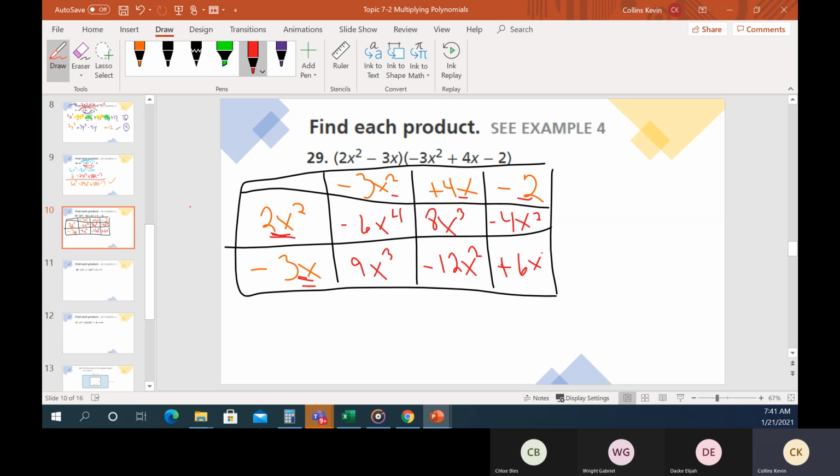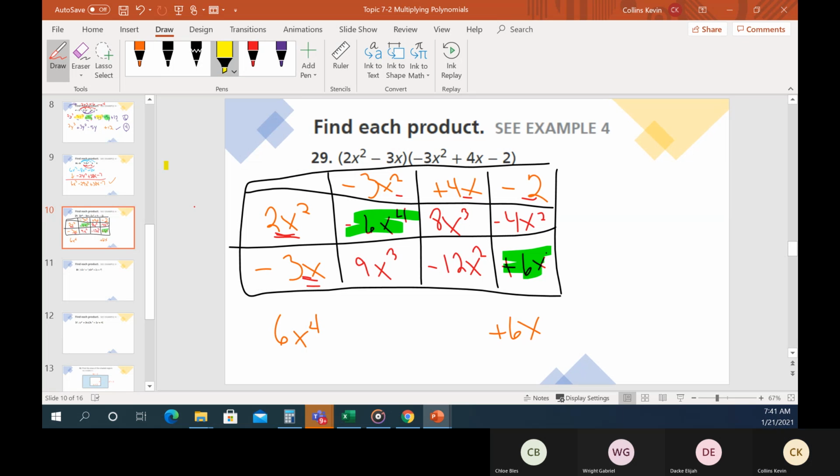Okay, so again, for my artistic people, they like this because then we've got our 6x to the fourth, and we got our last term here, which is just 6x. So those guys are on their own. All right, so we're just going to write those down. So I've got 6x to the fourth, and all the way at the end here, we're going to have plus 6x. And then what you'll notice is the diagonals are the same kind of terms. Like these two guys are the same kind of terms. So you put them together.